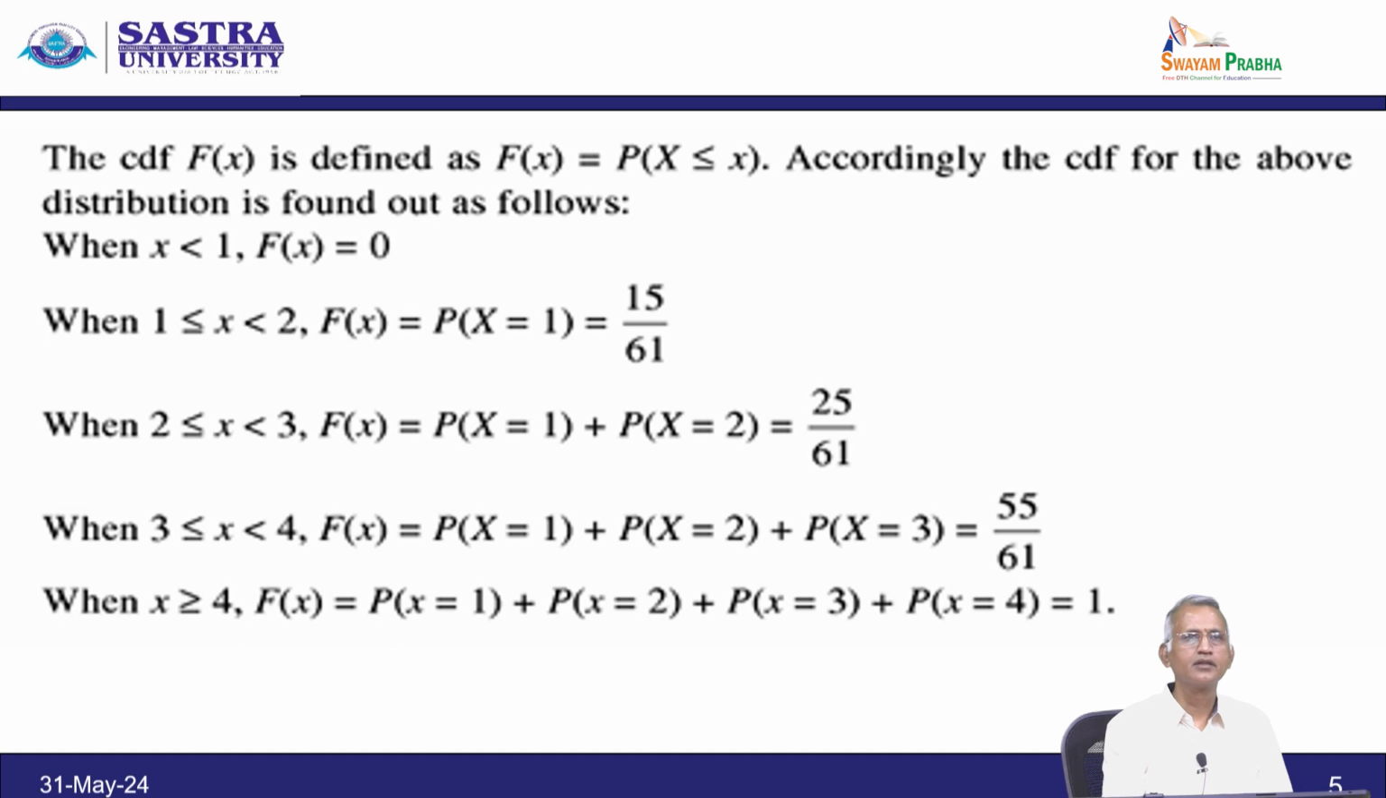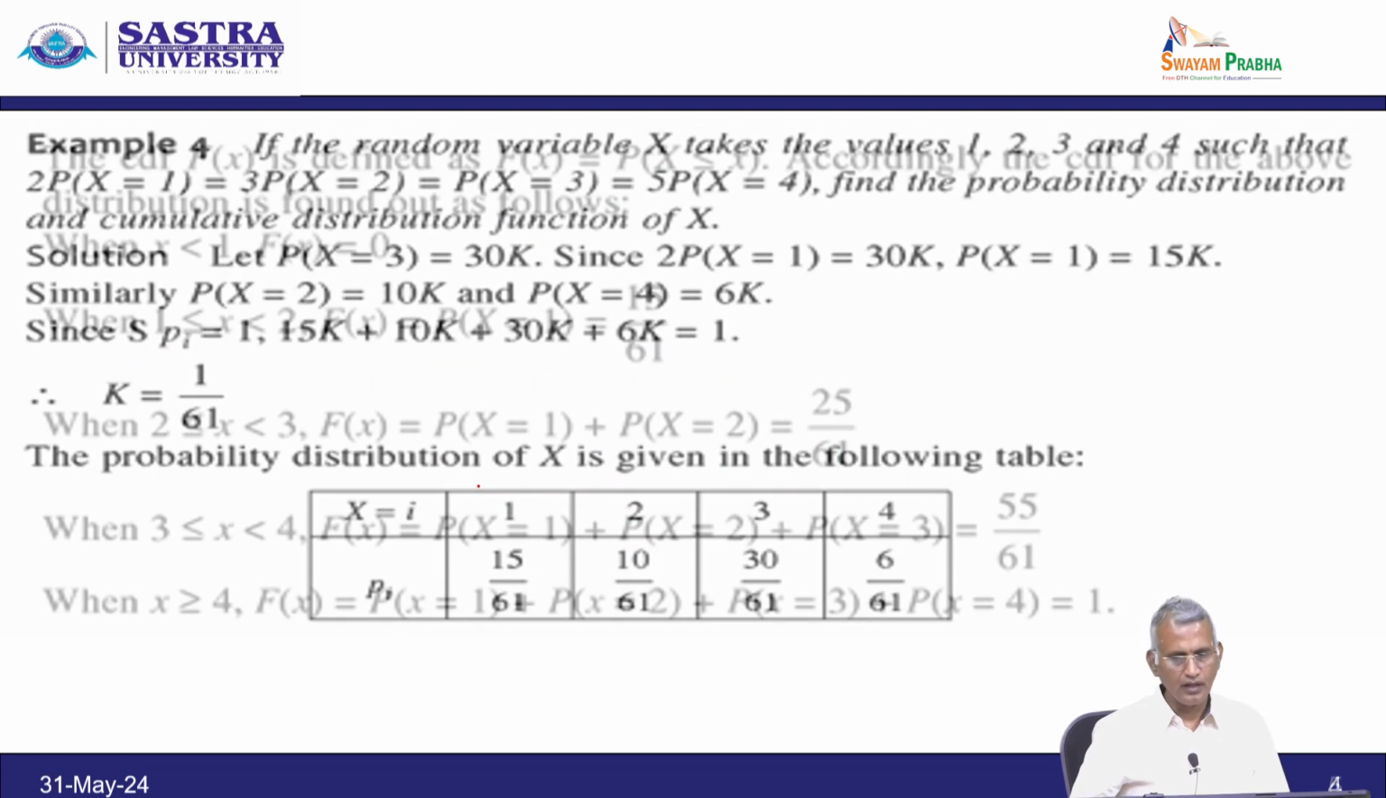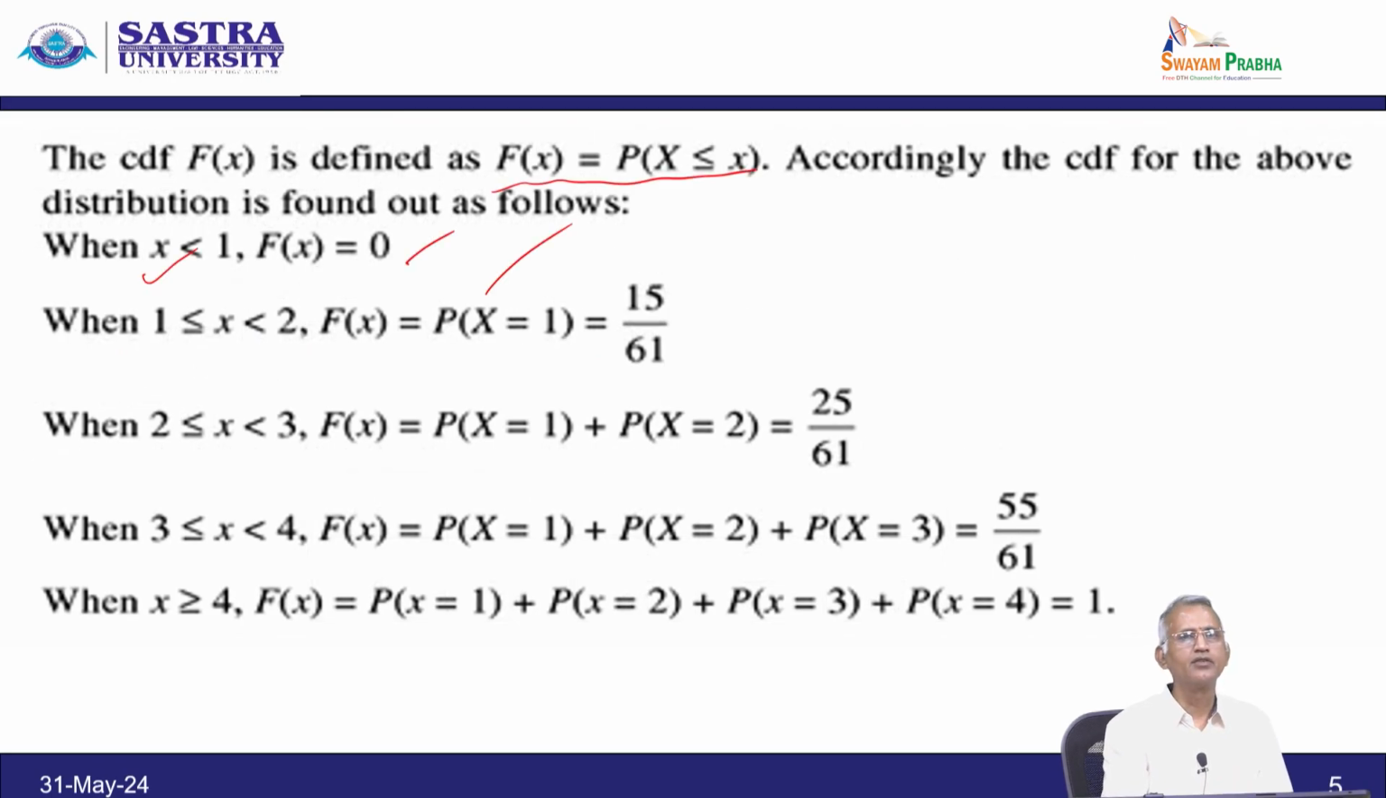Based on this, the cumulative distribution function capital F(x) is defined by F(x) equals P(X less than or equal to x). Accordingly, the CDF for the above distribution is: when x is less than 1, F(x) equals 0. When 1 is less than or equal to x less than 2, then F(x) equals P(X=1), which is 15 by 61. We already took the table of this, and we have F(x) equals P(X=1), which is 15 by 61.